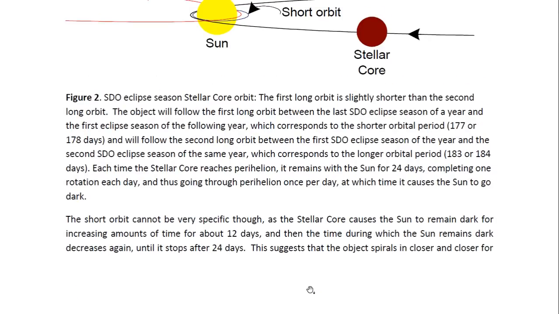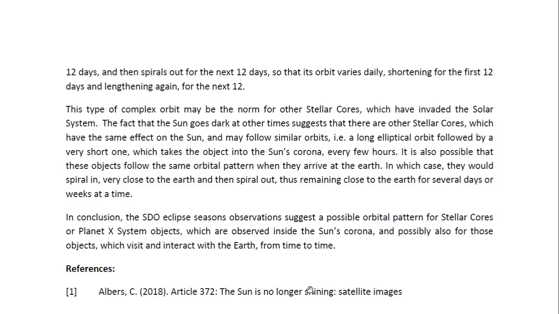This suggests that the object spirals in closer and closer for 12 days and then spirals out for the next 12 days, so that its orbit varies daily, shortening for the first 12 days and lengthening again for the next 12. This type of complex orbit may be the norm for other stellar cores which have invaded the solar system. The fact that the Sun goes dark at other times suggests that there are other stellar cores which have the same effect on the Sun and may follow similar orbits, i.e. a long elliptical orbit followed by a very short one, which takes the object into the Sun's corona every few hours. It is also possible that these objects follow the same orbital pattern when they arrive at the Earth, in which case they would spiral in very close to the Earth and then spiral out, thus remaining close to the Earth for several days or weeks at a time.